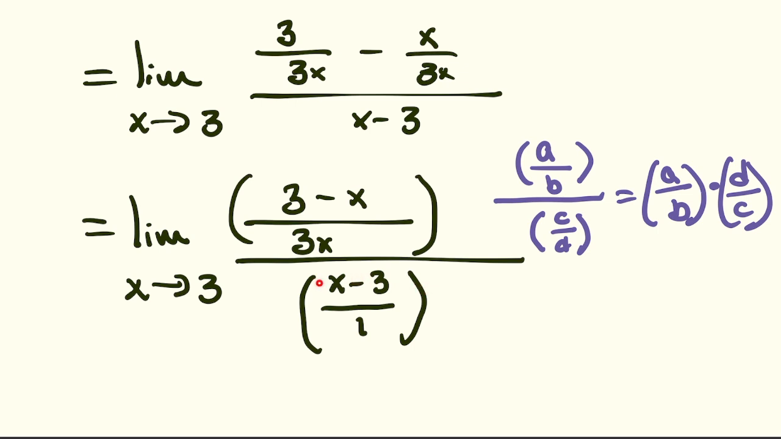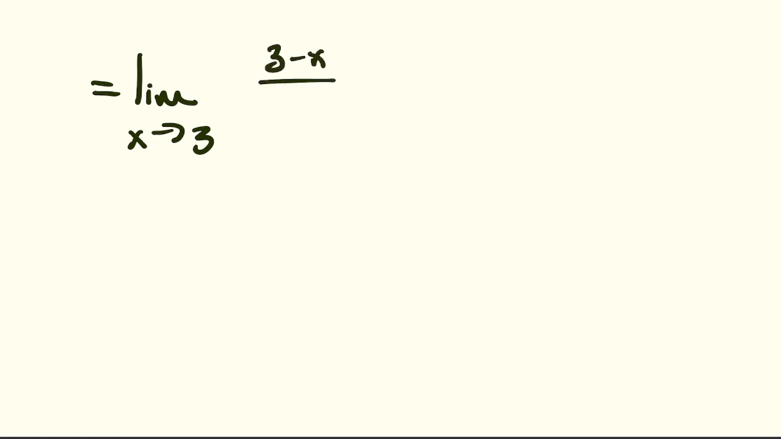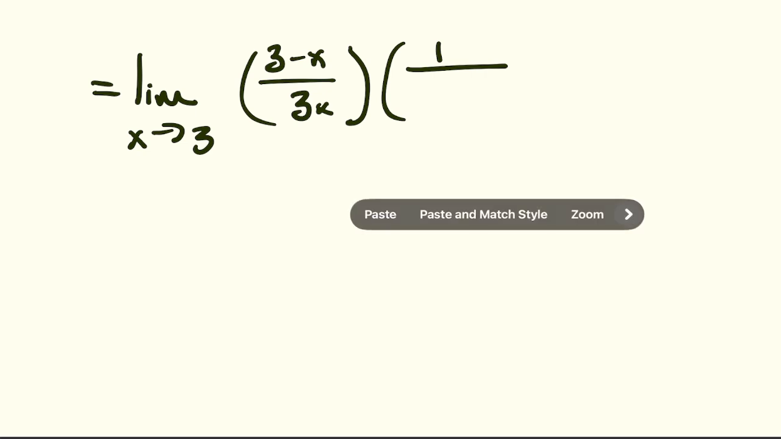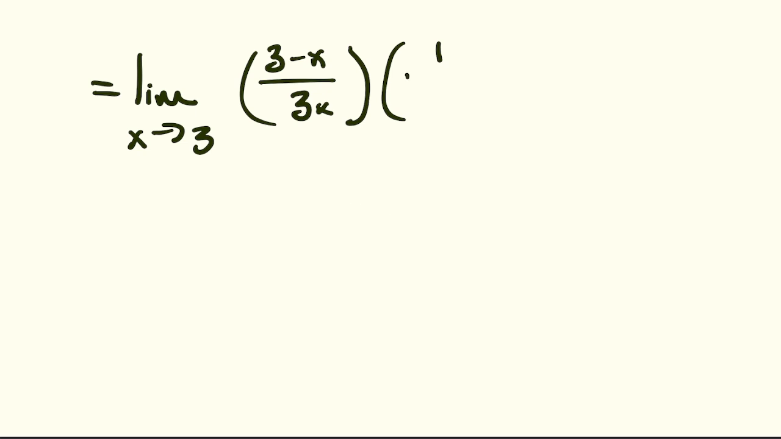So you take that stuff in the denominator, you flip it, and you multiply it. That's why I took this x minus 3 and divided it by 1. So now we can see that this is actually a fraction. We're going to flip this fraction and multiply it. So let's actually write that out. This is going to give us our limit as x goes to 3 of 3 minus x over 3x times, and now since we're multiplying, it will be 1 over x minus 3.